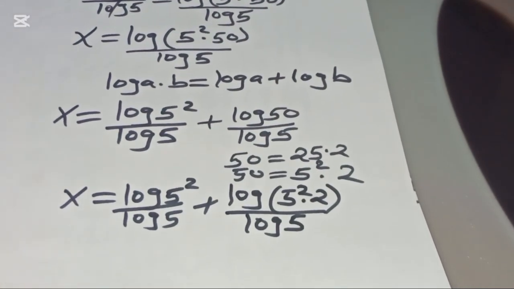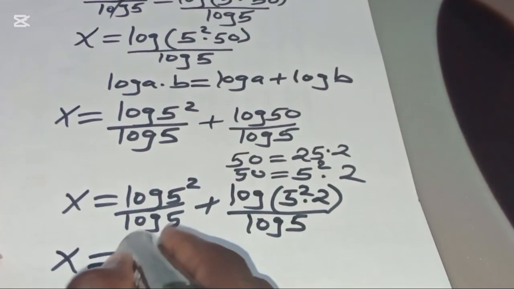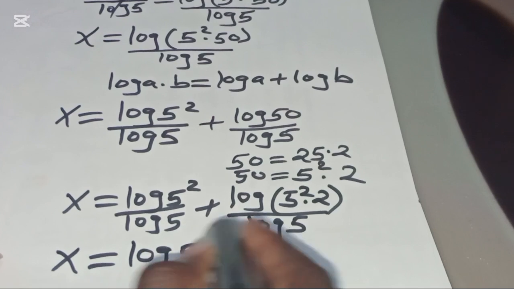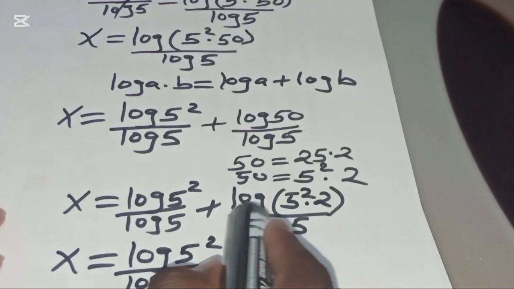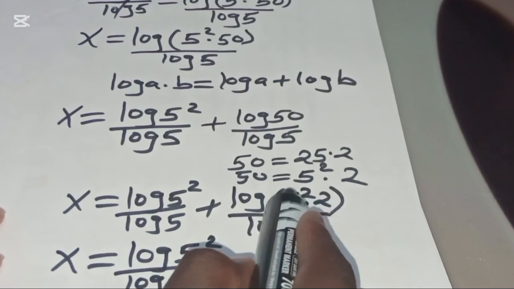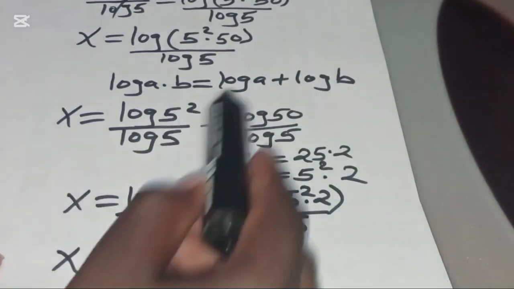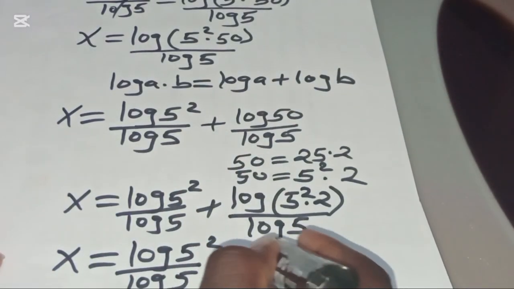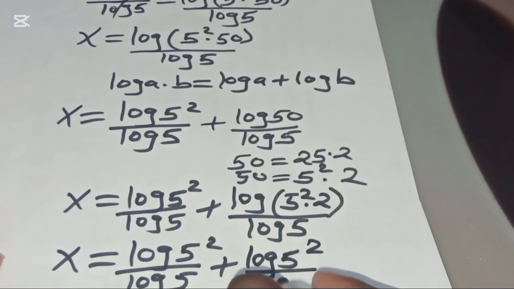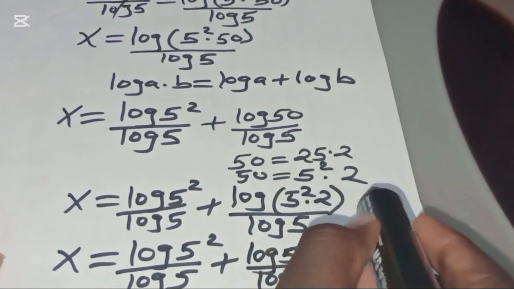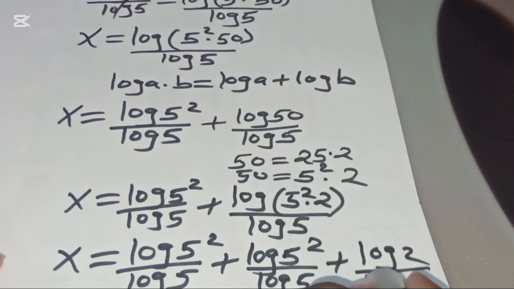Let's proceed. Now x is equal to log 5 to power 2 divided by log 5, plus, now log of 5 to power 2 times 2 is in the form of log a times b, which we can express using this property. You can apply this property so that we'll have log 5 to power 2 divided by log 5 plus log 2 divided by log 5.